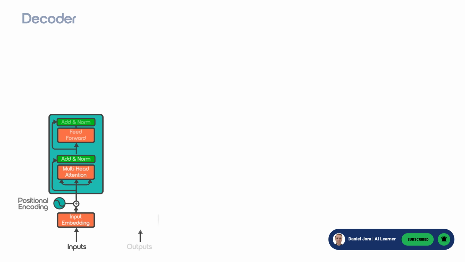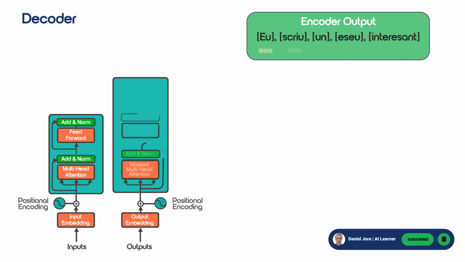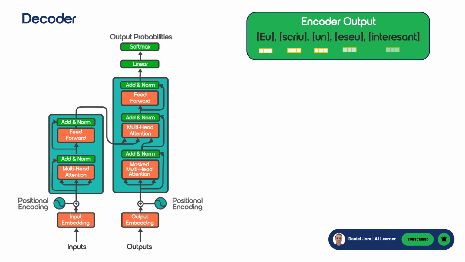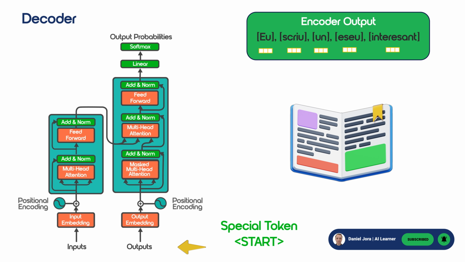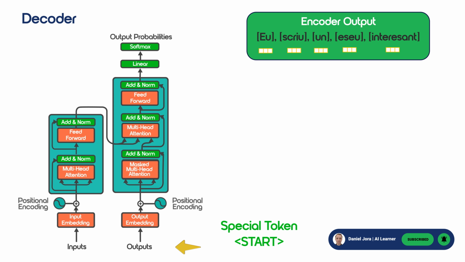Let's move on to the decoder architecture. The encoder has processed the entire sentence in Romanian. Eu scriu un esseu interesant. We now have the encoder outputs ready, contextual vectors for each source word. The decoder works autoregressively. At each step, it receives as input everything it has generated so far. The decoder starts with the special start token defined in the model's vocabulary and generates one word at a time, for example, I, then am, etc. This token is unique and serves as the first signal for generation.